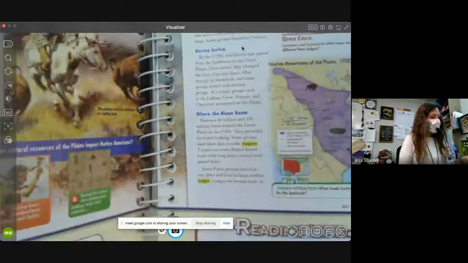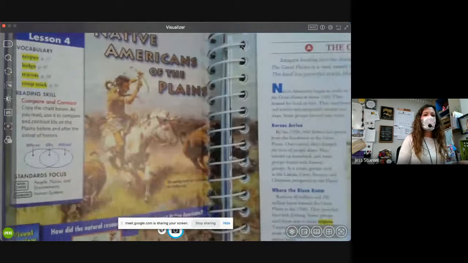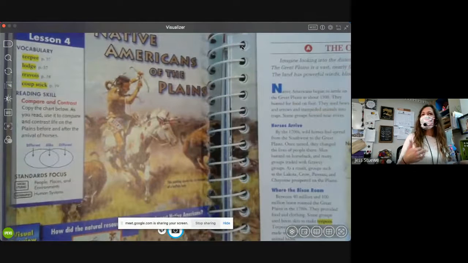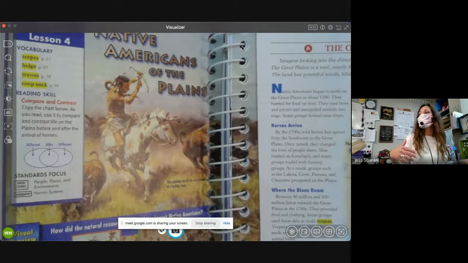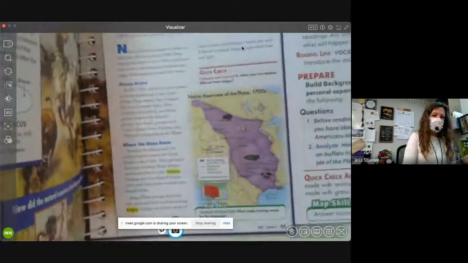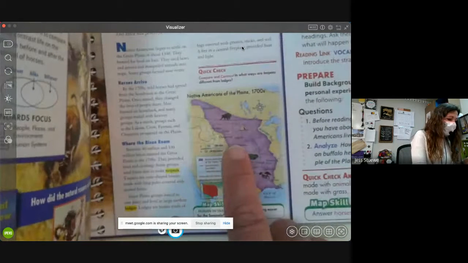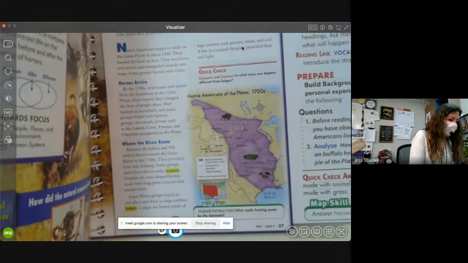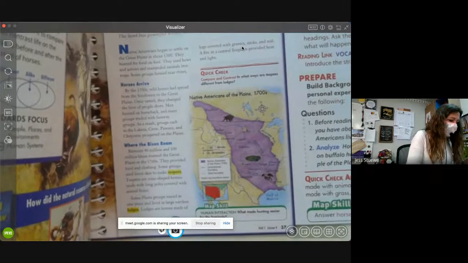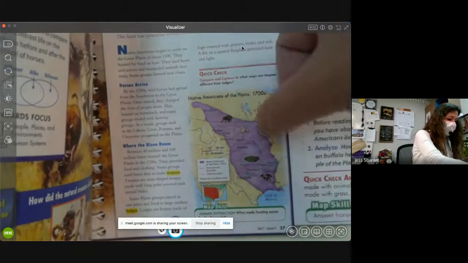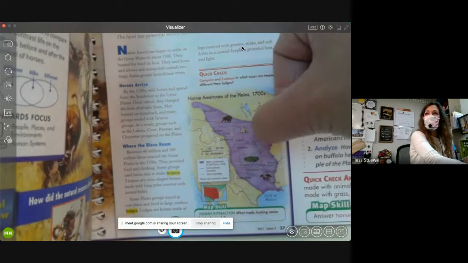Yeah. And then, of course, probably the Native Americans that we're most familiar with, because this is the area Minnesota would fall under, is the American Plains Indians. The American Plains Indians, if we look at page 37, this would include the Lakota, the Crow, Mandan people, Pawnee. Now, in Minnesota, we're in this purple area. We also have Ojibwa here, don't we?